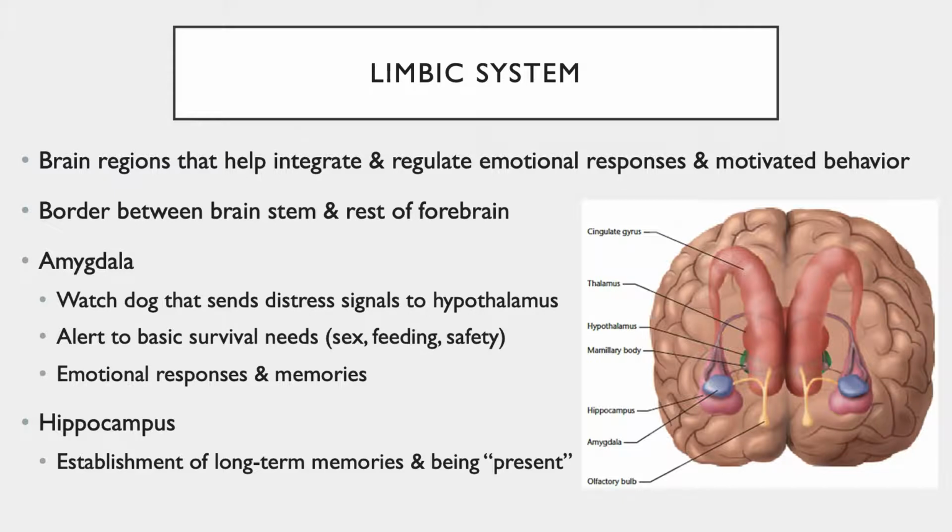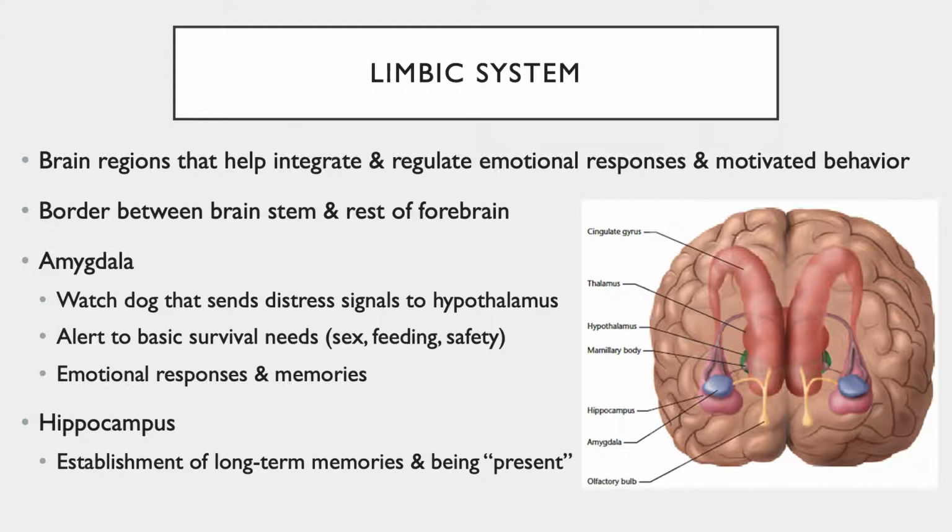The amygdala is essentially the watchdog of the brain. It sends distress signals to the hypothalamus when it perceives any threat to safety, whether that's physical safety or emotional safety. Those of you who have watched the Disney Pixar film Inside Out might recognize the amygdala as essentially the purple character. He's looking out for Riley's needs and alerting her to threats, such as the cord she nearly trips on.